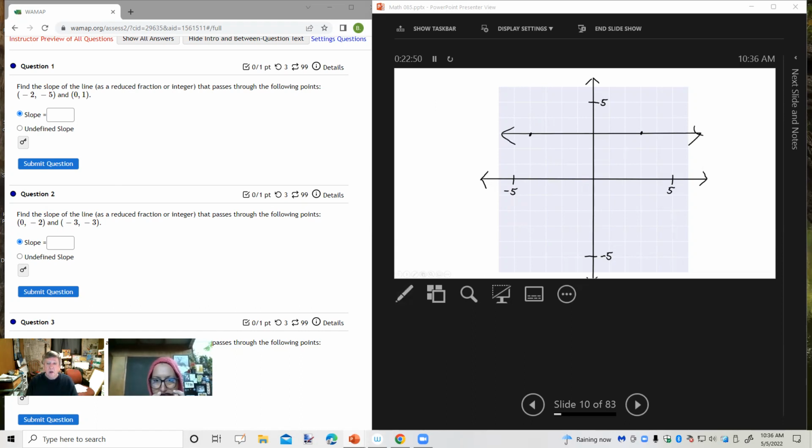Here we have a horizontal line. There is no rise. So it goes up 0 as it goes over 1, 2, 3, 4, 5, 6, 7. But 0 divided by 7 is 0. So we say the slope is 0. So the slope of a horizontal line is 0 because there is no rise or fall as it runs. Any question about that?